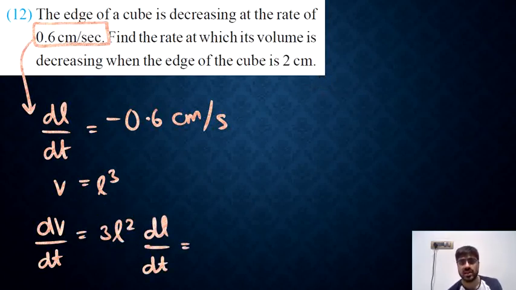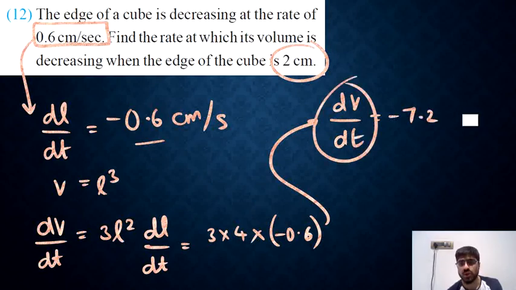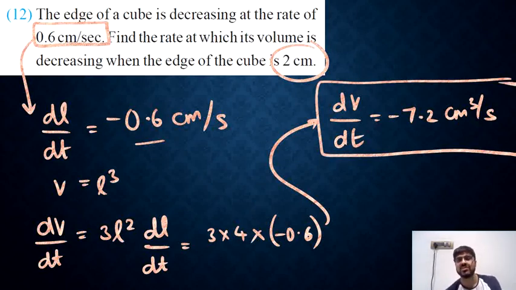They are asking us the rate of change of volume when the edge of the cube is 2 centimeters, that is, L will be 2. So when we put L as 2, we have 3 into 2 square, which is 3 into 4, into dL by dt, which is already minus 0.6. So when we evaluate this, we have 12 into minus 0.6, that is 7.2, and with a negative sign, dV by dt is equal to minus 7.2, and because it is volume per unit time, this will be centimeter cube per second. So the rate at which volume is decreasing is minus 7.2 centimeter cube per second at a time when the edge length is 2 centimeters.